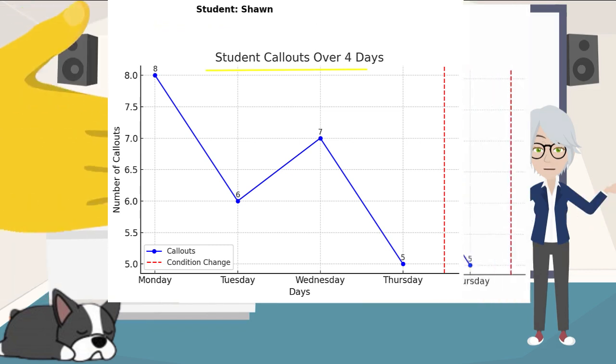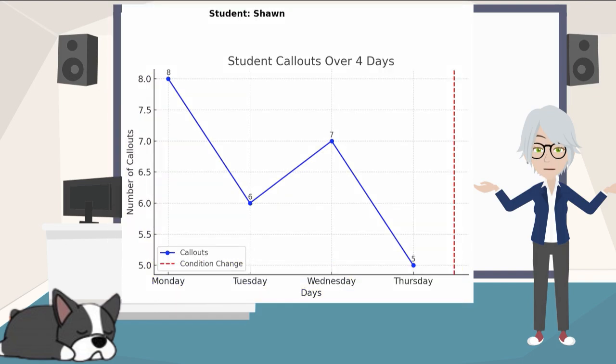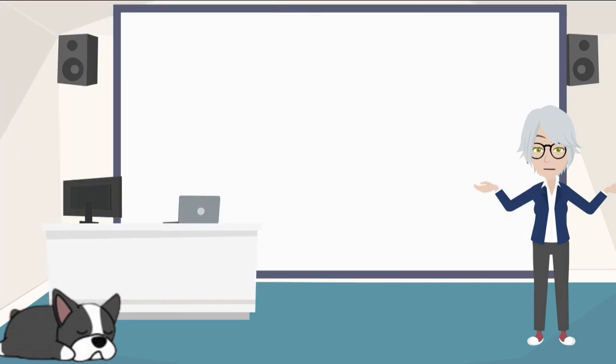For example, let's say we're tracking Sean's callouts in class. The x-axis shows my daily classroom sessions. My y-axis records the number of callouts per day, and over time, you can see a trend. Do you see the behavior increasing, decreasing, or remaining stable?